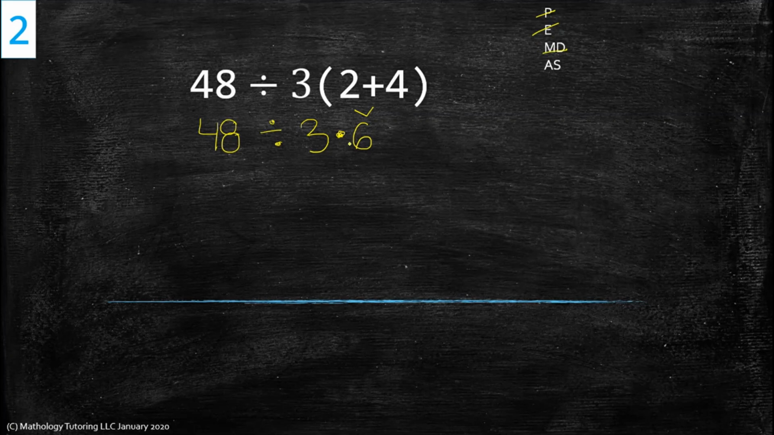And since I do have both of those, I'm going to do whichever one comes first. So I'm going to do 48 divided by 3. And that's 16. And I multiply 16 times 6. That's the only operation that's left. And that's 96. So 96 is our final answer.